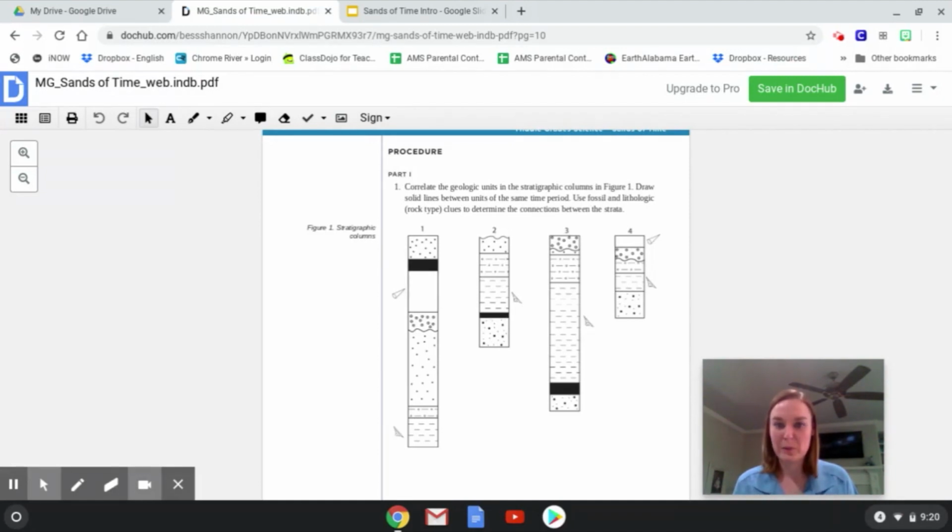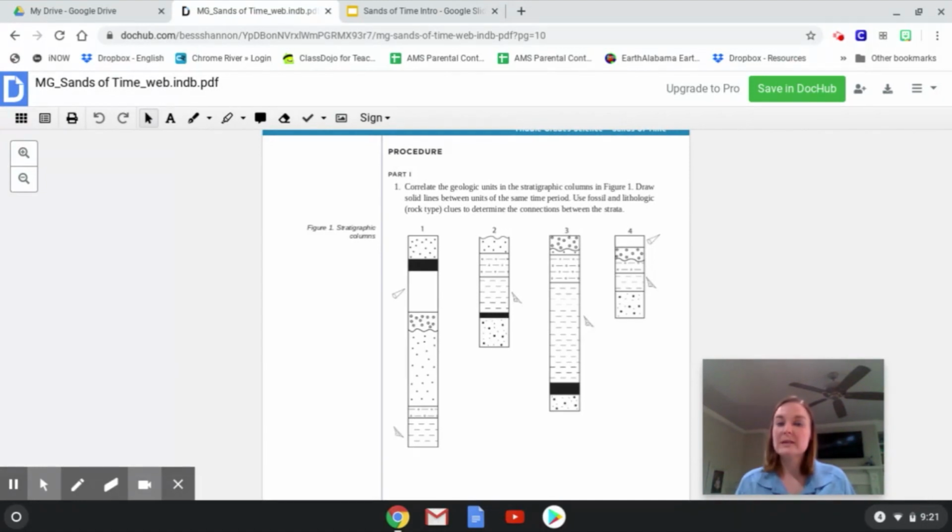There are a lot of big words. All it's asking them to do is look at the layers of the rock and the designs that are on the rock that let us know the rock type, to make connections between them. Now, at this point, students have already learned about types of rocks. They've already learned about the rock cycle, and we've already done a web quest to learn about fossils.